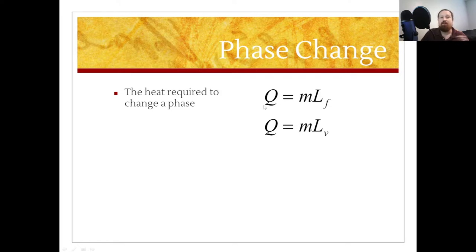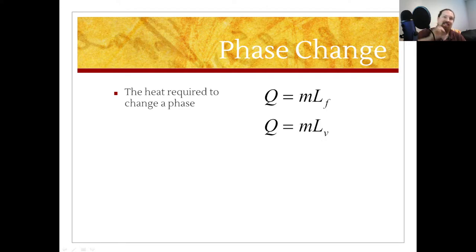Q is still heat flow. If you are adding thermal energy to something to, say, try to melt it, Q would be positive. If you're trying to remove thermal energy from something to freeze it, Q would be negative. M is the mass of the material that you are attempting to make phase change. The mass of the object does matter. The amount of material present matters. And then L in general, I'll talk about the differences between LF and LV in a second.